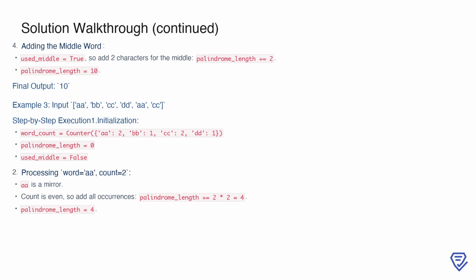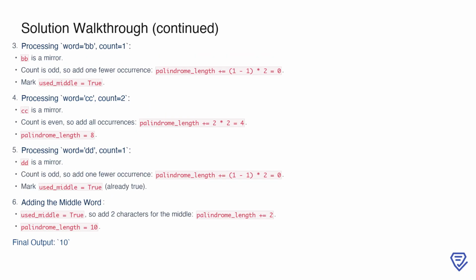We start by initializing word_count, which shows AA and CC each appear twice, while BB and DD appear once. The palindrome_length is initially 0, and used_middle is false. First, we process AA, which is a mirror and appears twice. Since the count is even, we use all occurrences, adding 4 characters to the palindrome length.